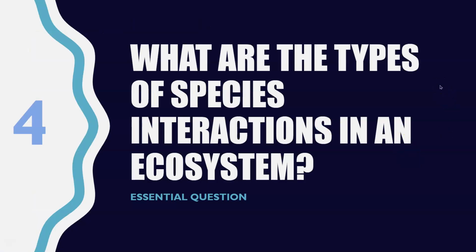So the second part of these notes are what are the types of species interactions in an ecosystem. So this would be on page 5 of your notes, I believe.